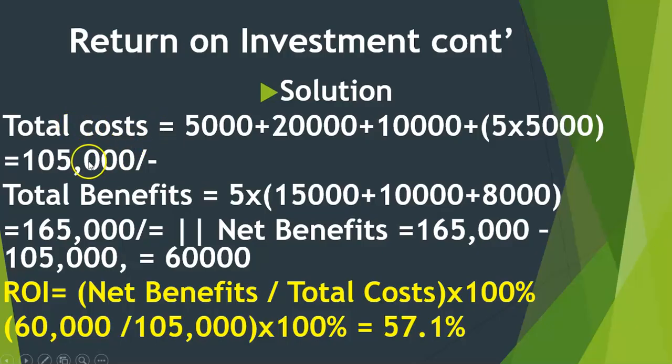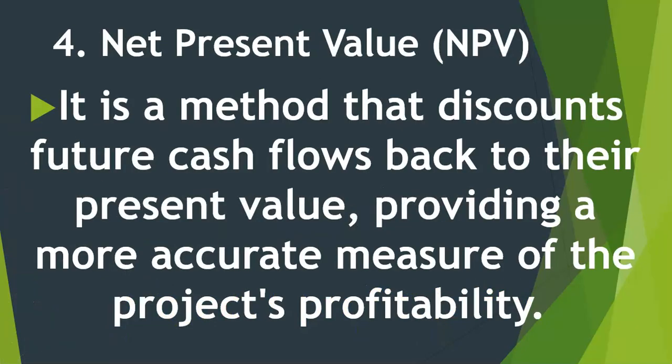The total cost is this amount, and the total benefits is as shown here, which gives you a net benefit of 60,000. So ROI, return on investment, will be net benefits divided by total costs multiplied by 100. In this case, you have 60,000 all over 105,000 multiplied by 100, and that gives you 77.1%. And that is how you find ROI, as simple as that.